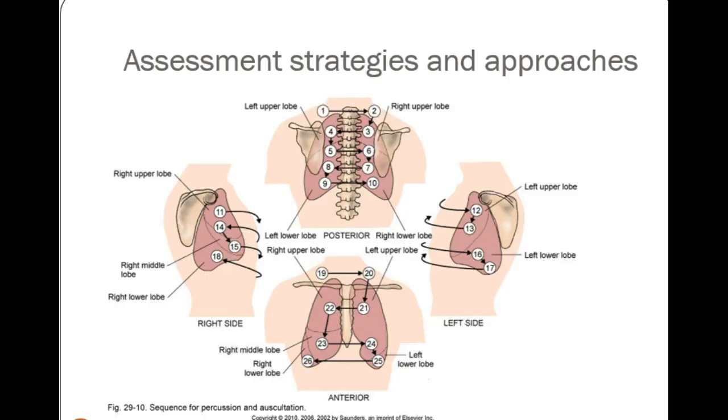In your respiratory chapter, I wanted to focus on assessment strategies and approaches. When you're listening to the lungs, I like for you not to go over that scapula. That's why we listen inner and then out. We definitely don't want to listen over bone. Okay?